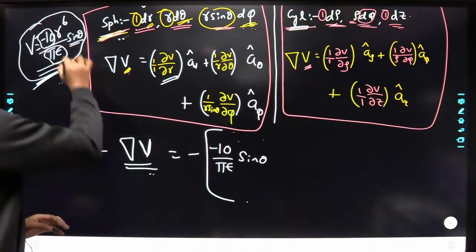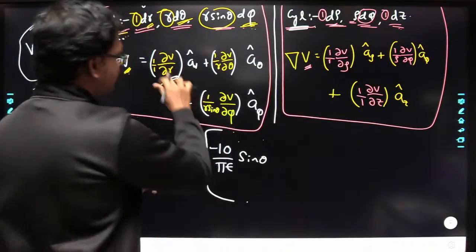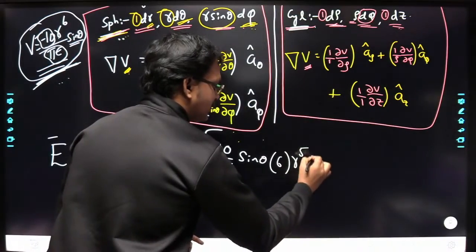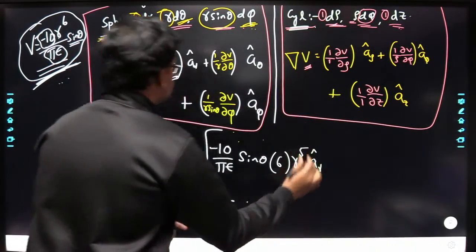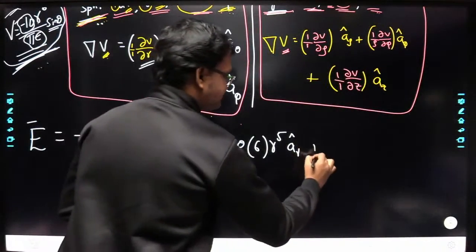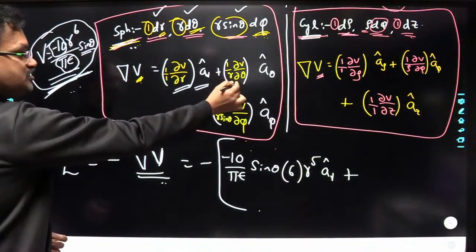So what is left out? R power 6. What is the differentiation of R power 6? The differentiation of R power 6 is nothing but 6 into R power 5. So this is the AR cap component. Plus. Next, you have to differentiate the potential with respect to what?